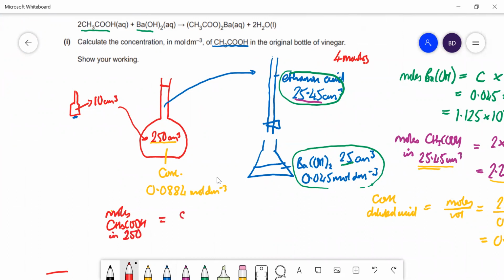Well, it's going to be concentration times volume, so it's 0.0884 multiplied by 250 over 1,000, 0.25. That gives us 0.0221 moles of ethanoic acid.